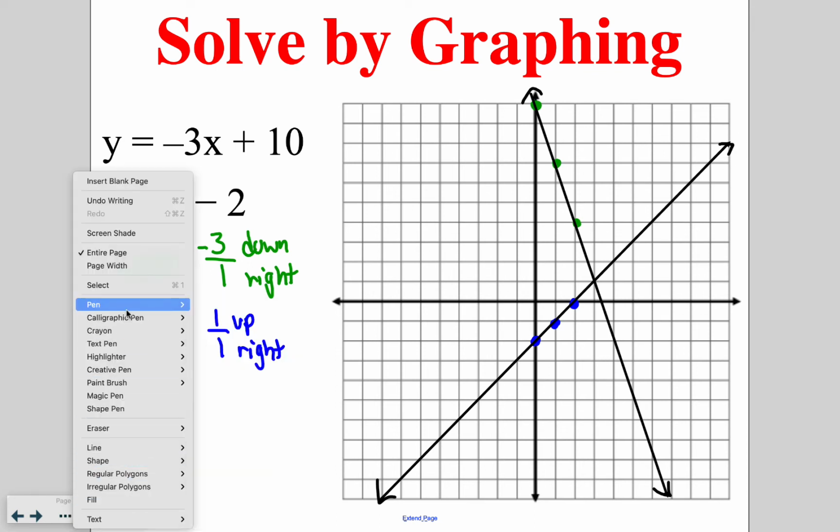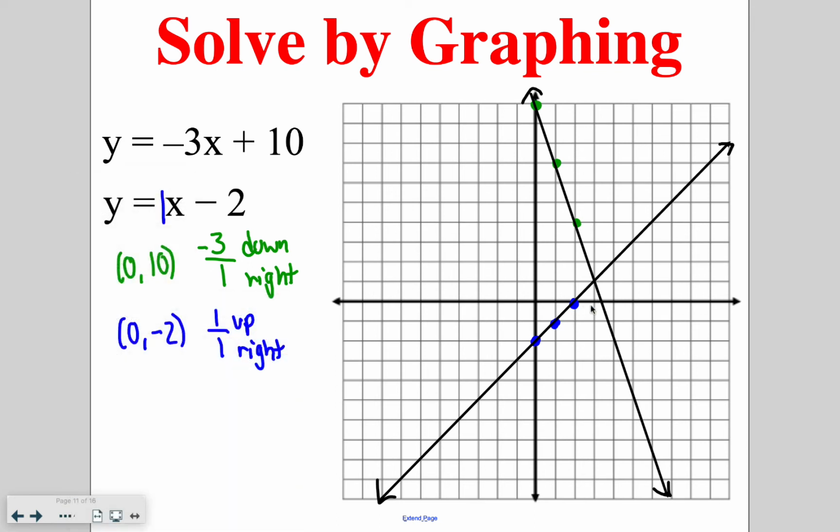And now we can find our point of intersection. So in this particular graph, our solution is going to be (3, 1). So that means the point that works for both problems is (3, 1).